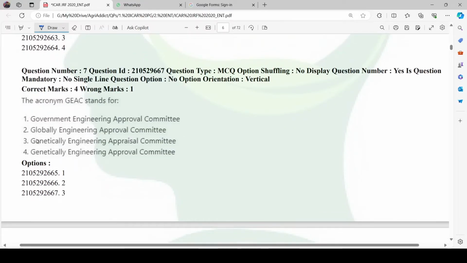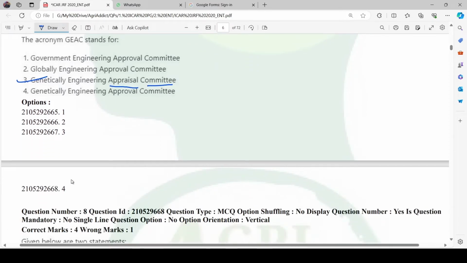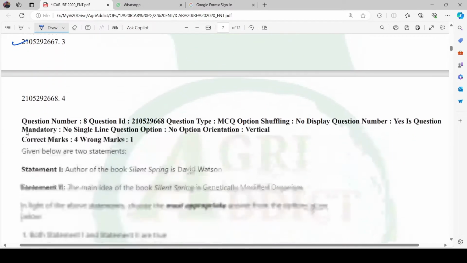The acronym GEAC stands for, it's not genetical, it's Genetic Engineering Appraisal Committee. But you know, in the answer key, it is given as option 4, approval committee. So the answer is given wrong in the answer key. The correct answer is 3, appraisal committee. Approval committee was the previous name. Now this name has been changed to appraisal committee.